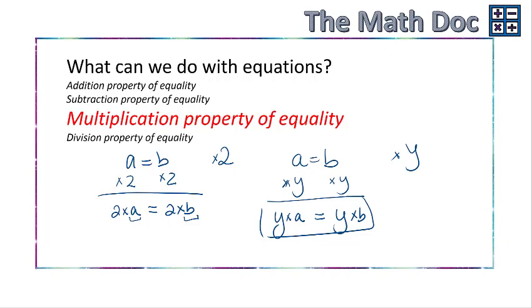And that is, we can't multiply by 0. So no multiplication by 0. Why is that?